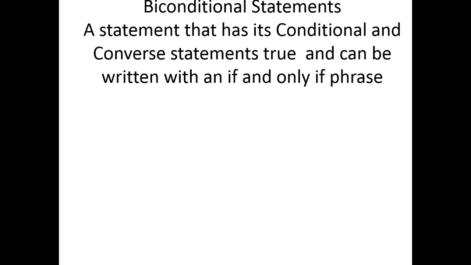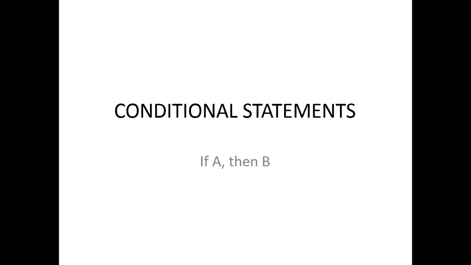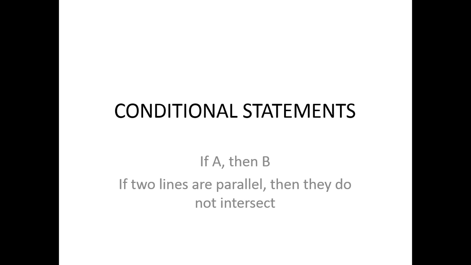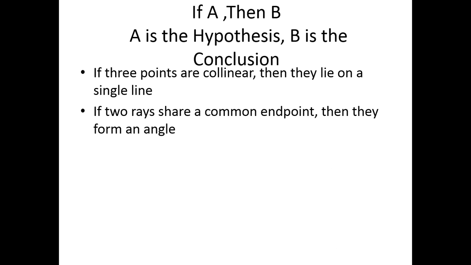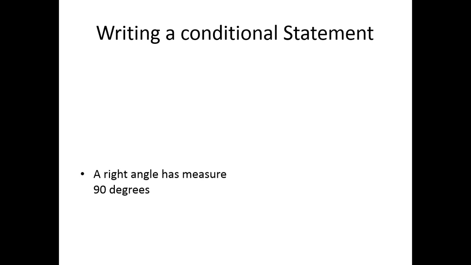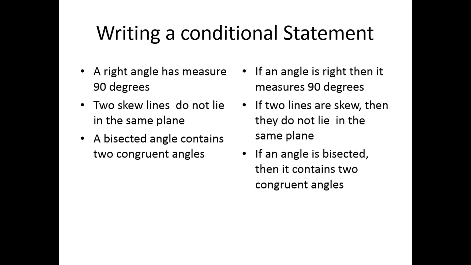Again, we reviewed previously conditional statements of the form if A then B. If two lines are parallel then they do not intersect. Then we talked about the converse: if two lines do not intersect then they are parallel. The conditional statement was true, the converse was not. This is a reminder of what conditional and converse statements are.